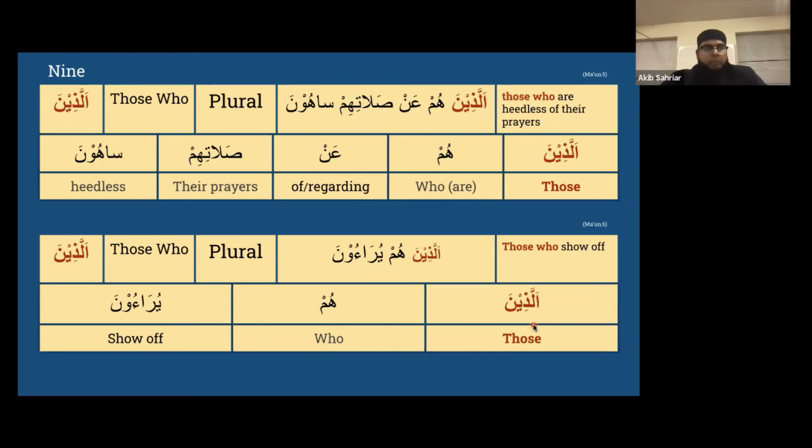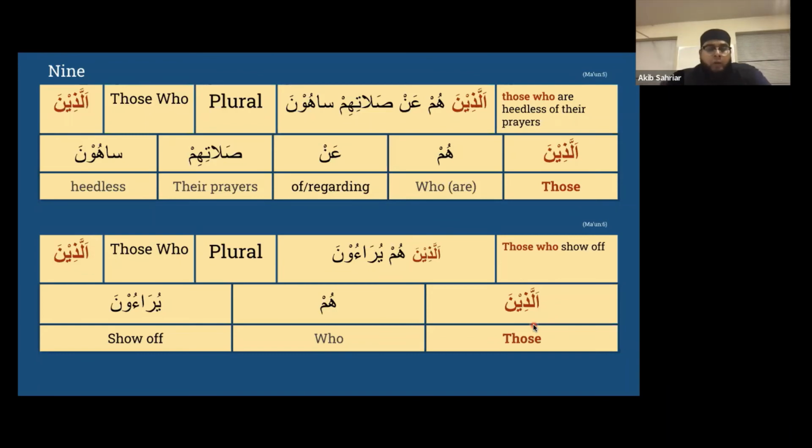Like allati, like we said before, allati was used for feminine only, singular. But over here we won't use allati. We'll just use alladhina, even if it's for feminine people, or even if it's only a feminine group of people, or only a masculine group of people. But that's not the case here.